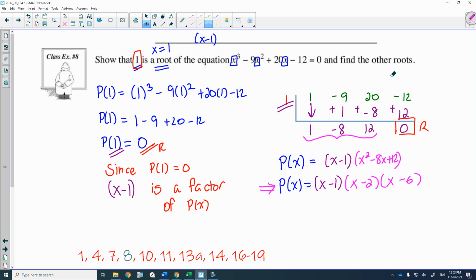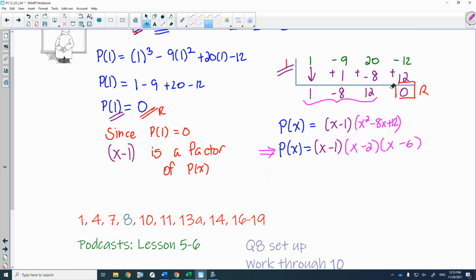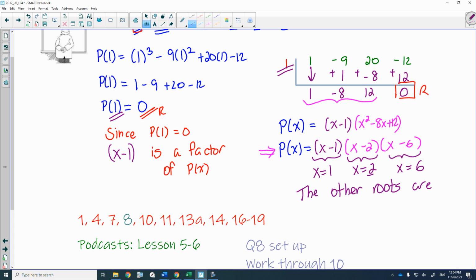What the question actually was: what are the other roots? What are the other x-intercepts of the graph? We knew from this factor that we have an x-intercept of 1. Now I know that I've got an x-intercept of 2 and an x-intercept of 6. So the other roots are 2 and 6, because they already told us that 1 was a root. But there's 3 x-intercepts of this graph.